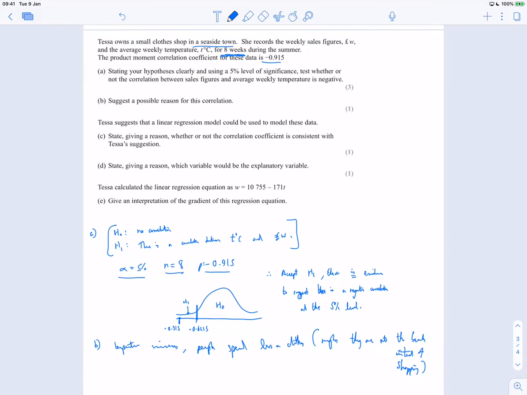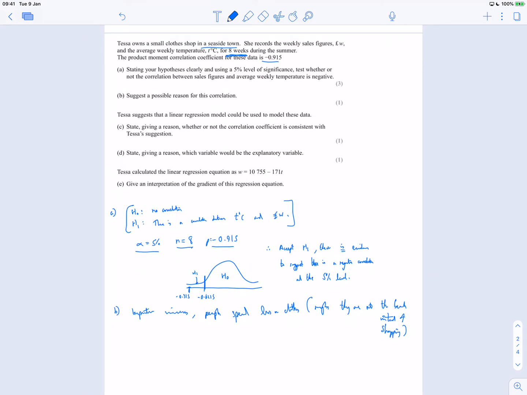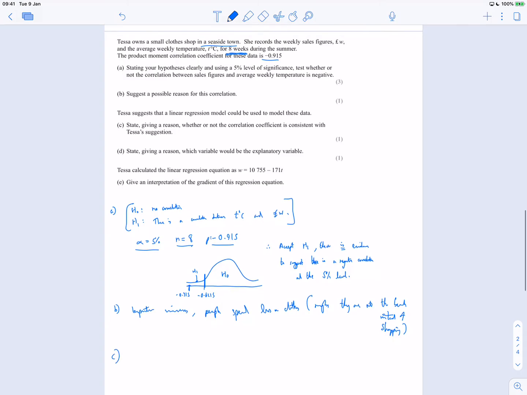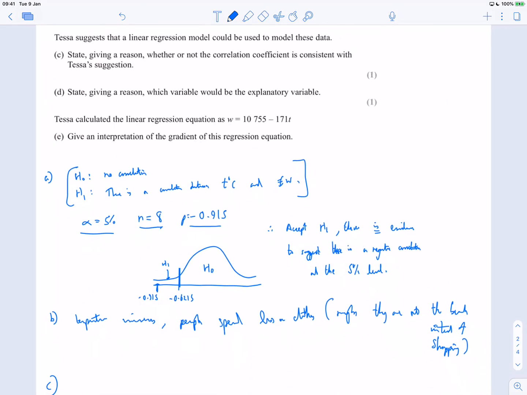Maybe you could argue that in the summertime, people are more likely to wear shorts and bikinis or whatever, and they cost less than in the wintertime when people are wearing coats and jumpers and scarves and hats and gloves and stuff, and it just costs less. I don't know. As long as you've made some sensible suggestion, I don't see what the problem is.